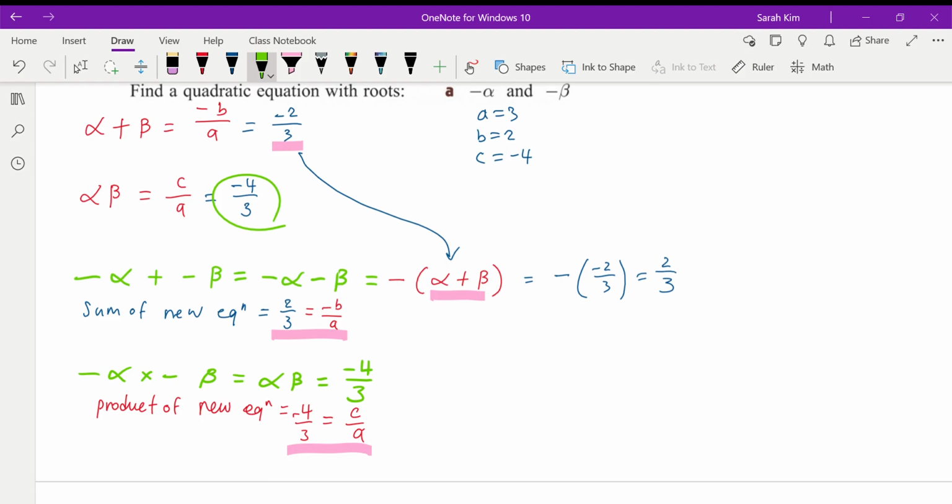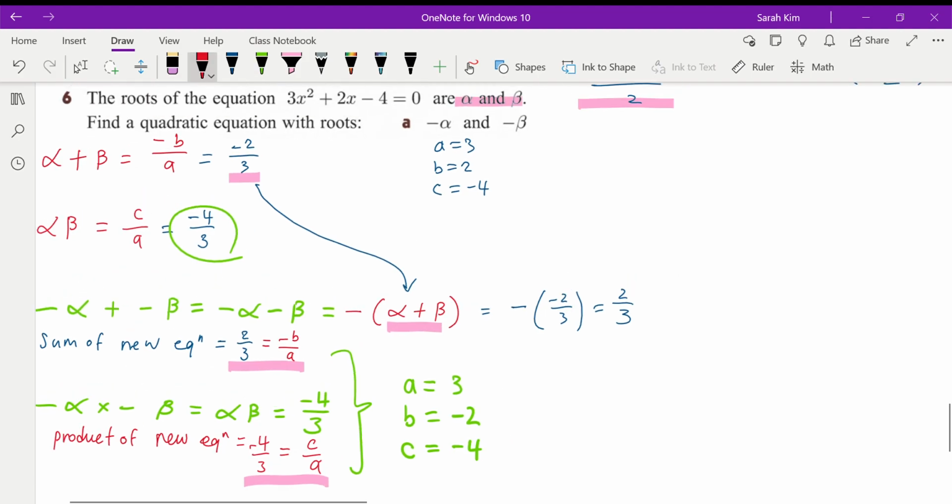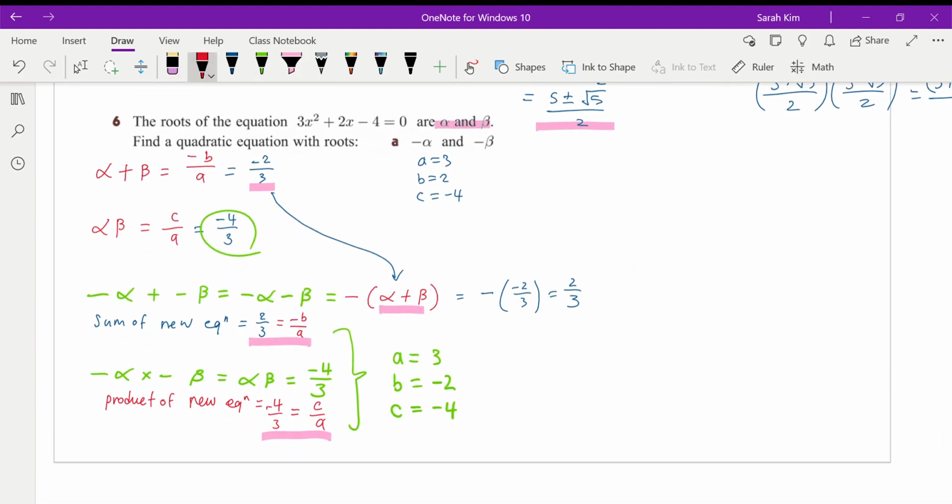So I'm going to use over here. My a is going to be 3, b is going to be negative 2, yep, c is going to be negative 4. So all I need to do is construct a new quadratic equation using those. So y equals 3x squared, take 2x, take 4 is my answer. That's my new quadratic equation.